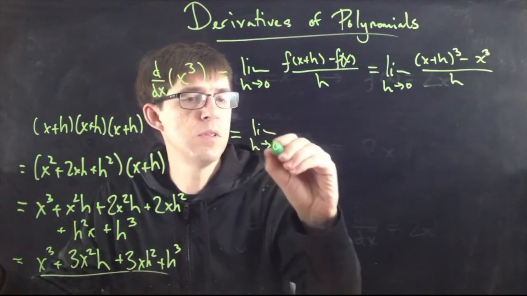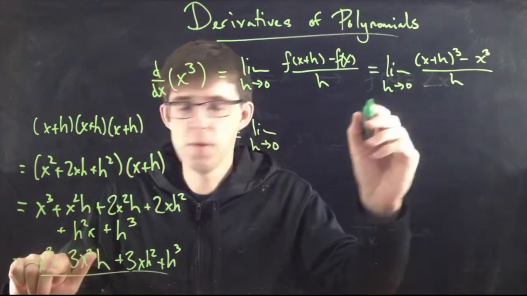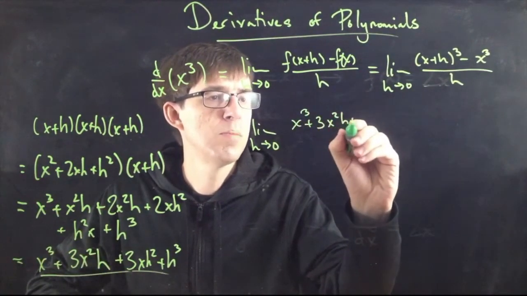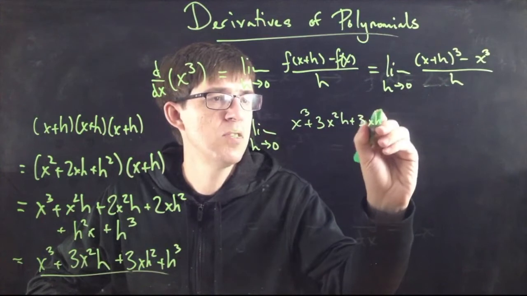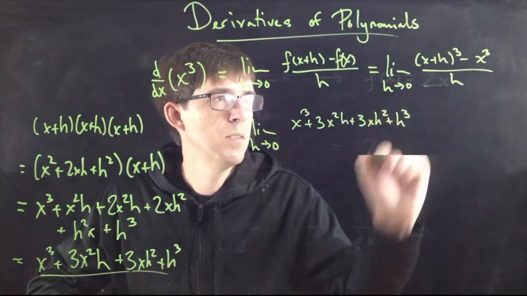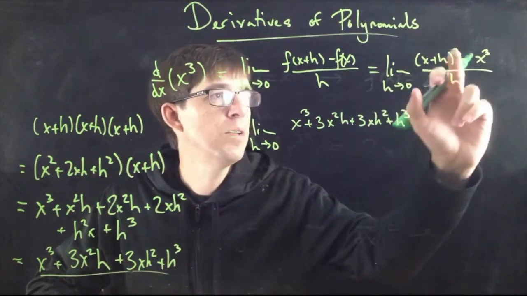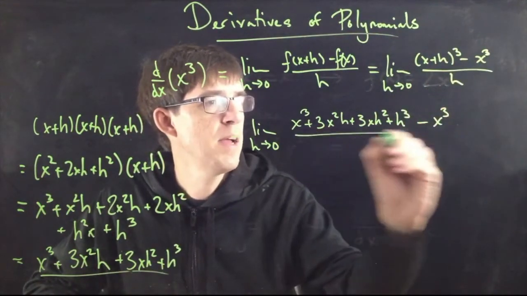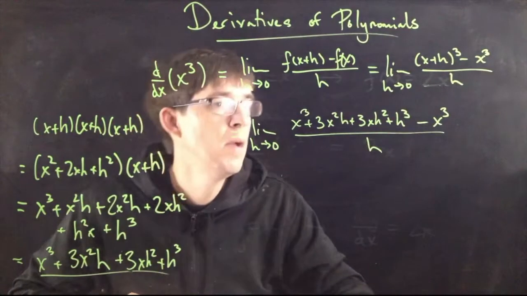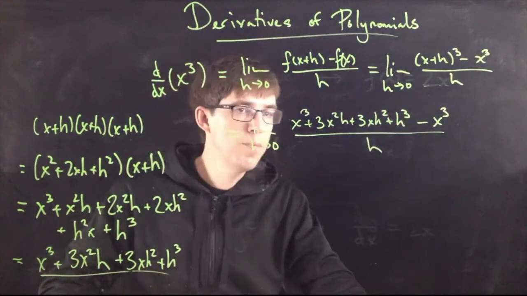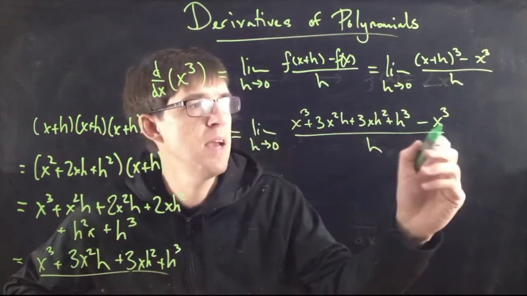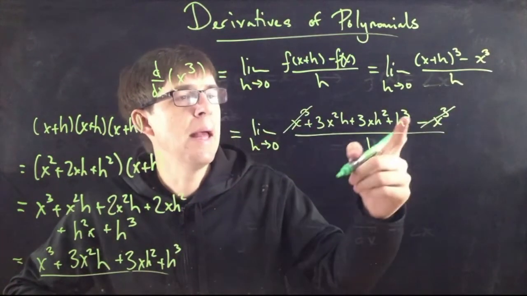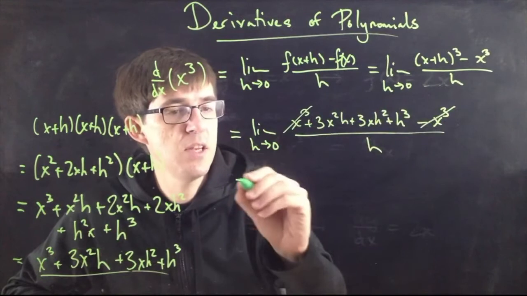Limit as h goes to 0. So right here, I'm going to write all of this: x cubed plus 3x squared h plus 3xh squared plus h cubed, right? That was only this part. So next I go minus x cubed. Divide everything by h. And hopefully, can anything cancel here? I think the x cubed. I have x cubed there, minus x cubed there. So those cancel.